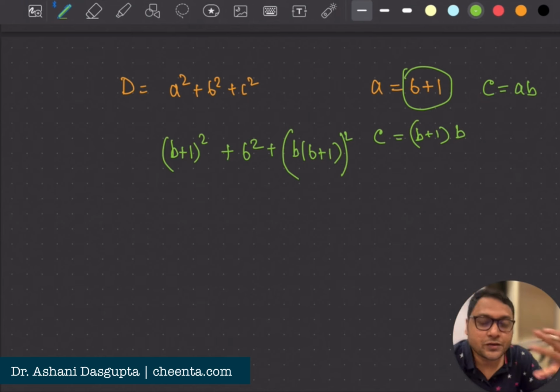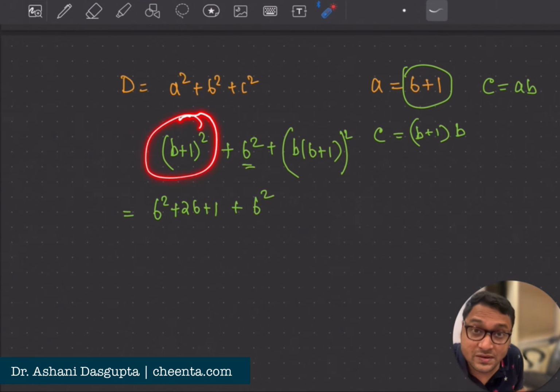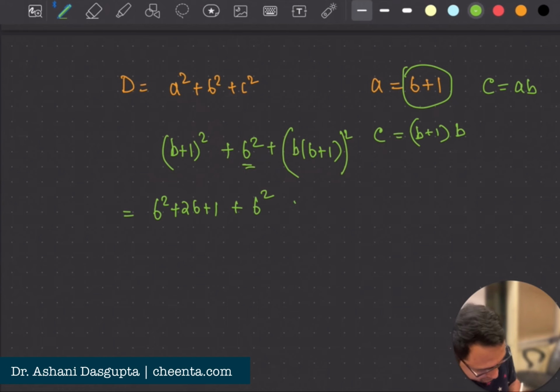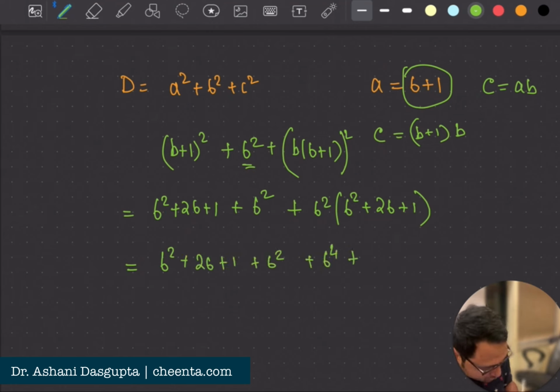Now what we'll do is, we will multiply out and expand everything. So this becomes b square plus 2b plus 1. And then we have b square here. This is where we use the formula of a plus b whole square equals a square plus 2ab plus b square. And this one is b square times b square plus 2b plus 1. So now we have b square plus 2b plus 1 plus b square plus b to the power 4 plus 2b cubed plus b square. So we have expanded everything.